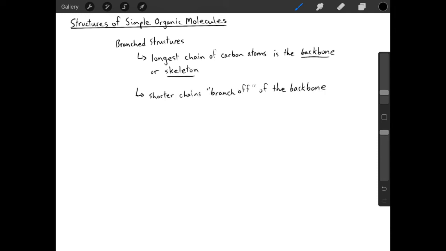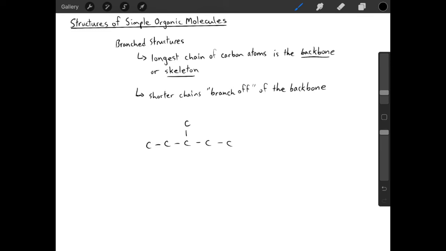So the longest chain of carbon atoms in one of these branch structures is known as the backbone or the skeleton, and then shorter chains of carbon will branch off of that backbone. What I've shown here is a 5 carbon long chain, which is going to be the backbone of the molecule. And now I'm going to draw a shorter branching chain.